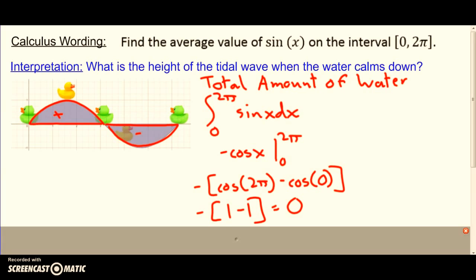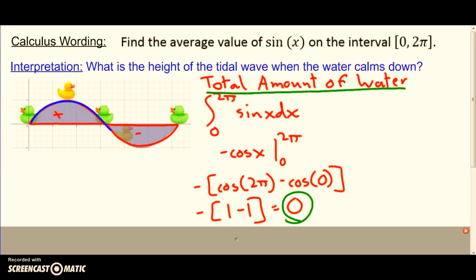And I want you to remember that that 0 is the total amount of water. I have not solved for the average value yet. I just found the total amount of water is 0. To find the average value, think through the animation again.